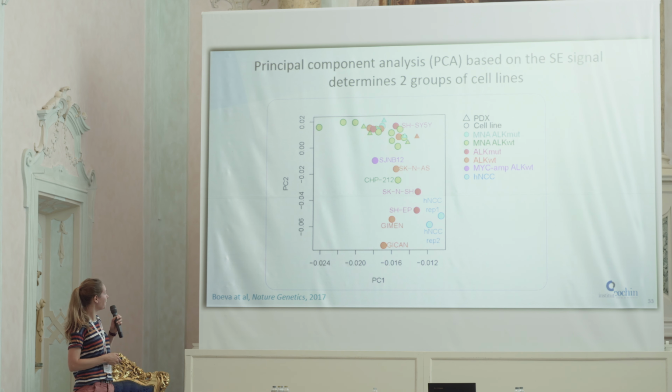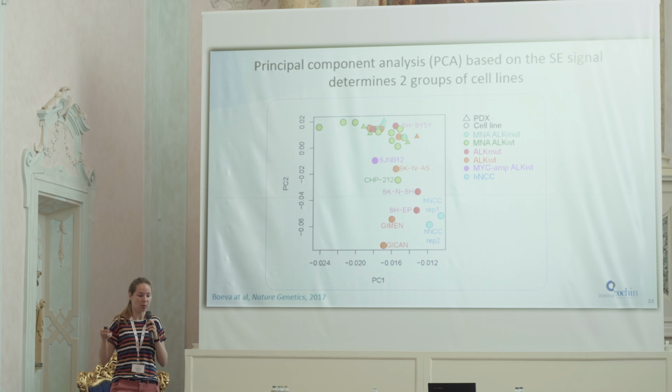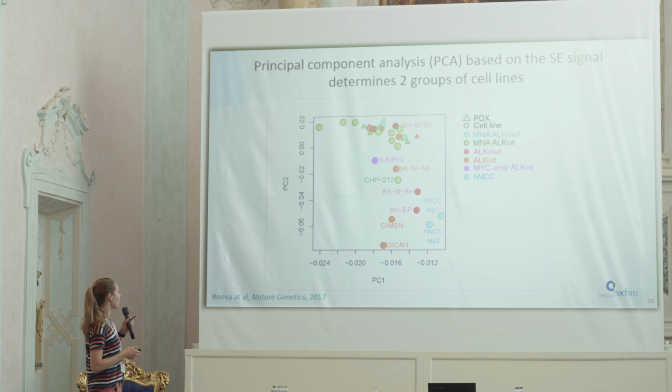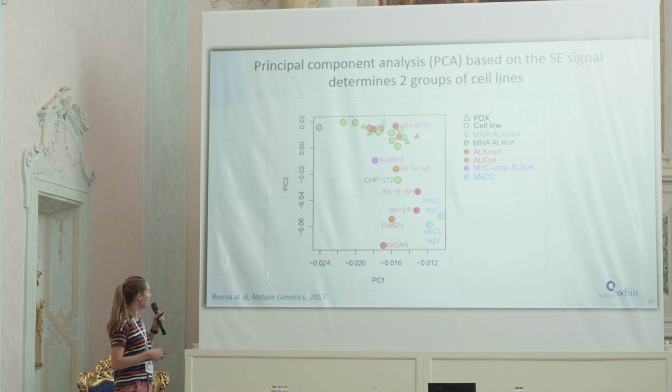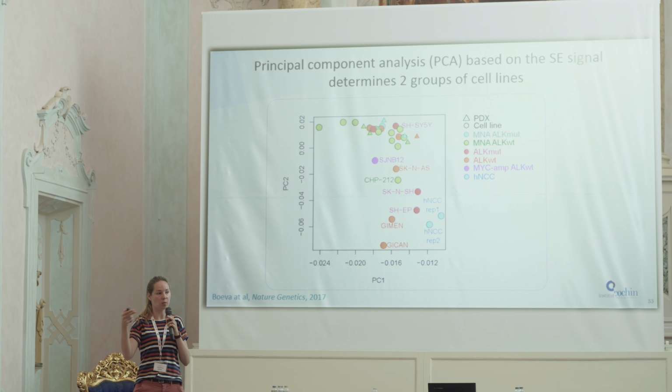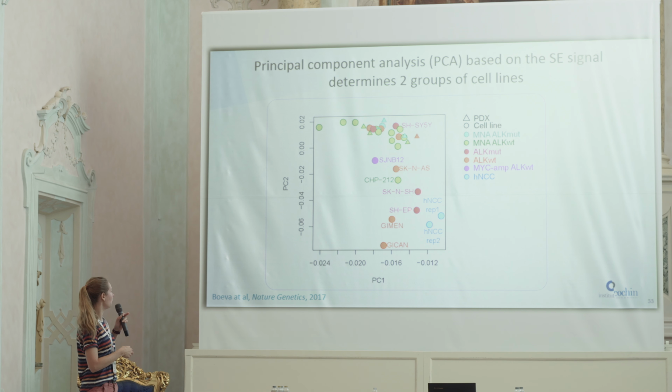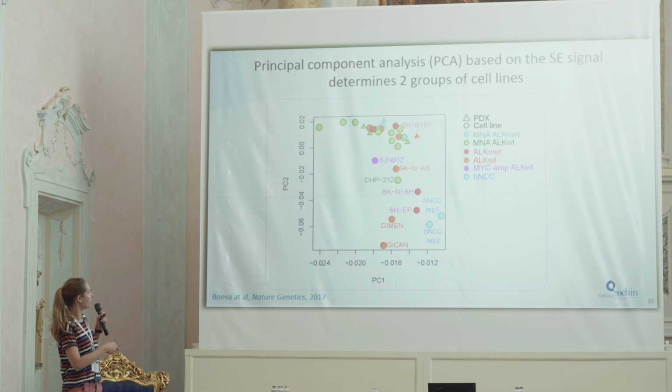All right, so you cannot compare super enhancers one by one, cell line by cell line. Instead, you can use dimensionality reduction techniques, in this case PCA, to see whether the super enhancer landscape of one cell line looks similar to the super enhancer landscape of another cell line. So each point here is a cell line. The color code shows you the genomic aberrations. For example, green ones are MYCN amplified cell lines. PDXs are shown by triangles, and 2 normal neural crest controls are shown in blue.